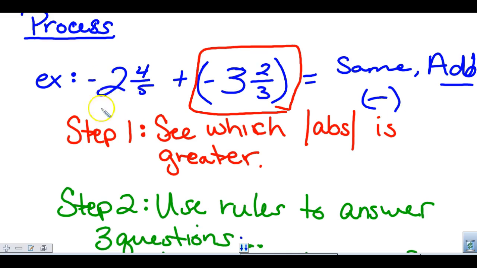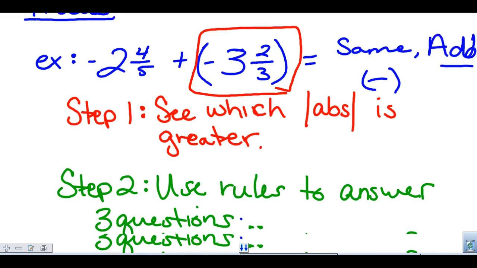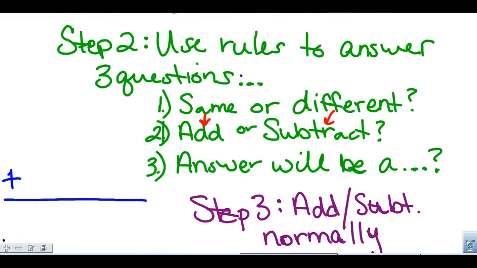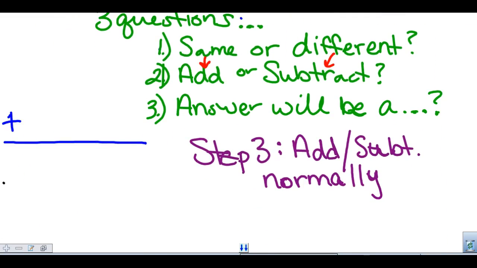I owe 2, and now I owe 3 more. So 3 and some change more anyway. Okay, so I'm going further negative, which means my answer is going to be negative.